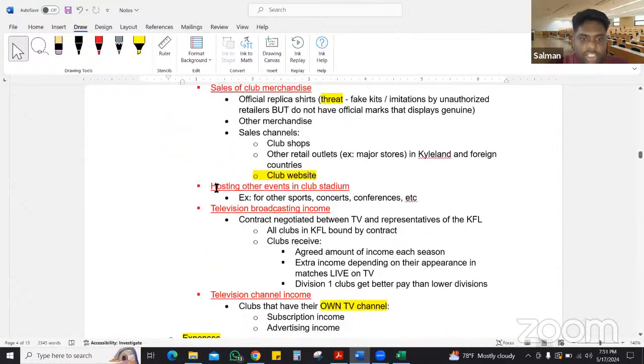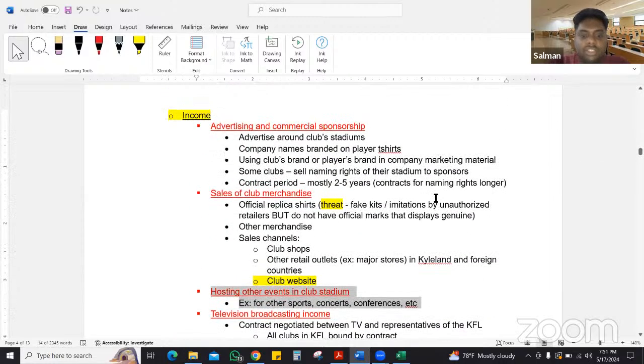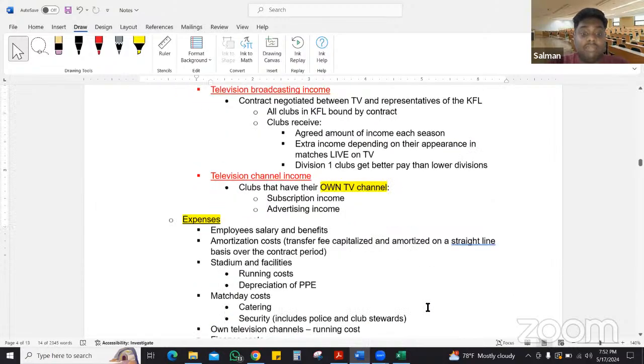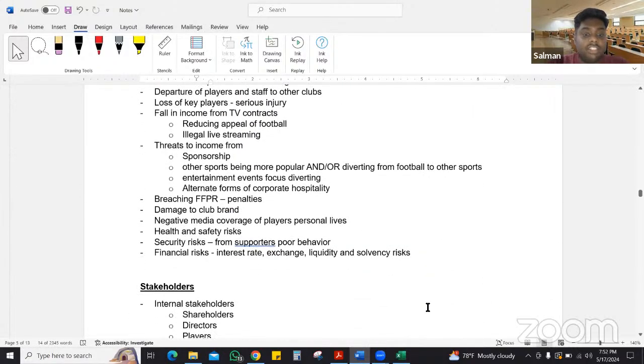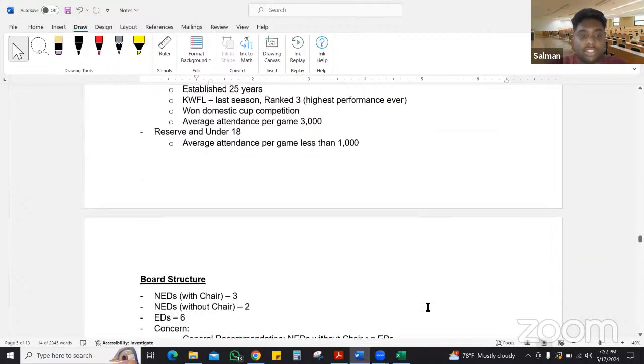See, hosting other events in the club stadium is also one of the income sources. But our company, AT Club, does not have this income source. Outsiders are not willing to use our stadium for running their events. So that's an opportunity cost again.